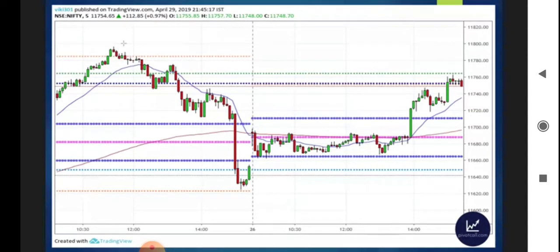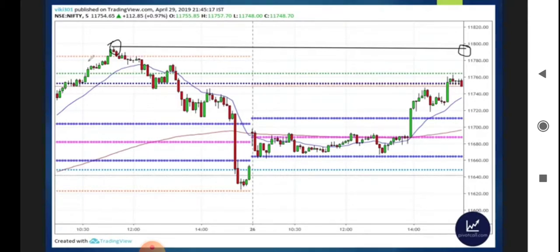So what you will do is go and mark that level on your chart, and next time price comes to this level, that is your strong supply zone.